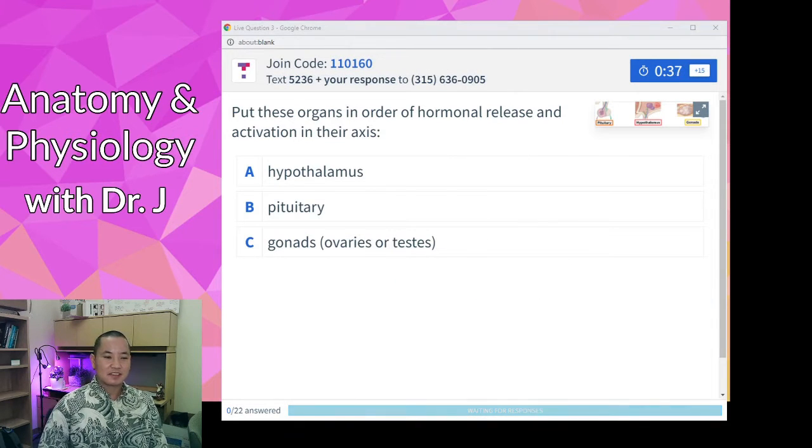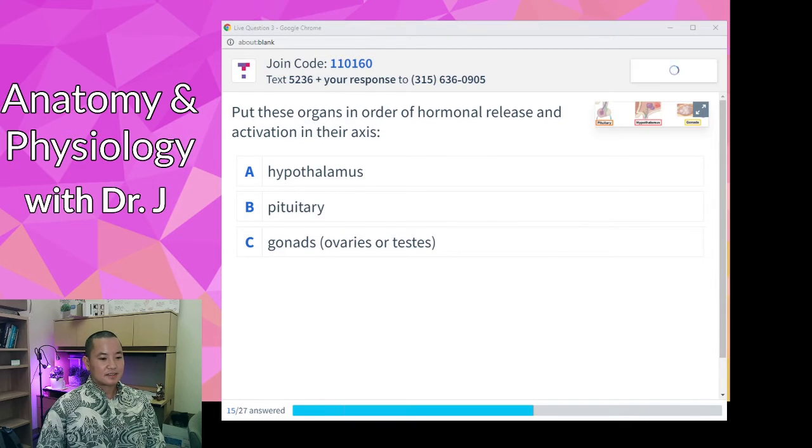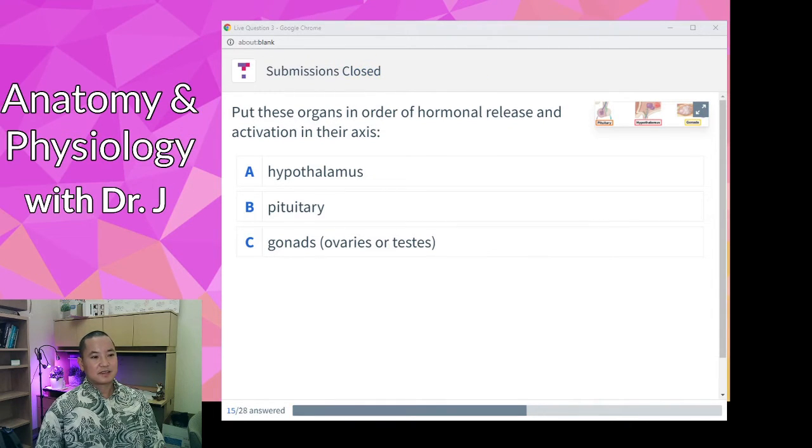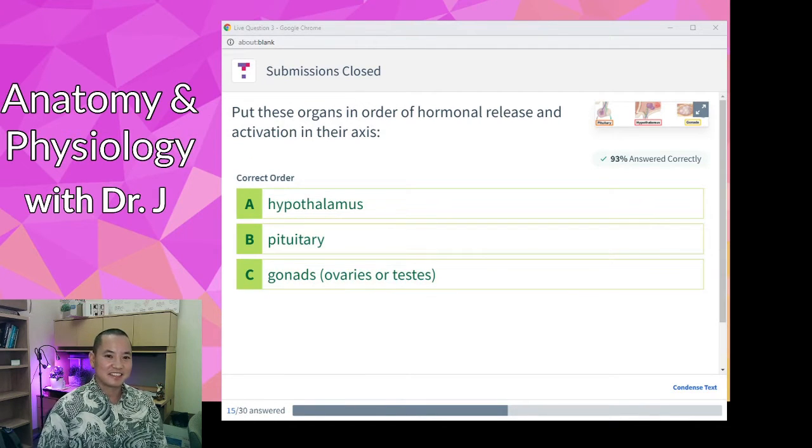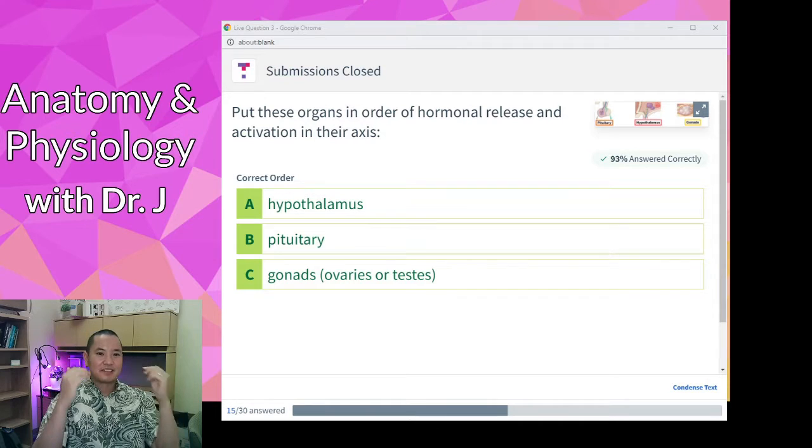How about these organs? Again, we have the hypothalamus, pituitary gland again, and now we have gonads. So the female gonads are ovaries and the male gonads are testes. Alright, so let's see the responses, and this is most popular order, and you got it correct again. Yes, so it's hypothalamus, pituitary, and then the target organ. So that's what we see with pituitary control and the anterior pituitary.